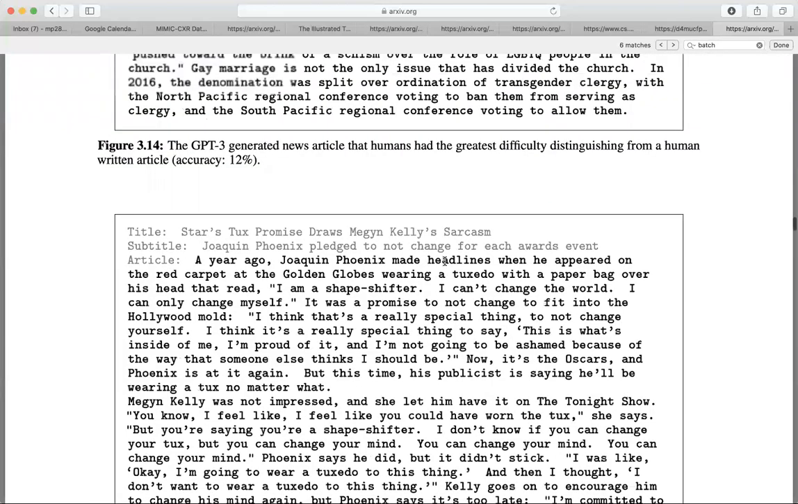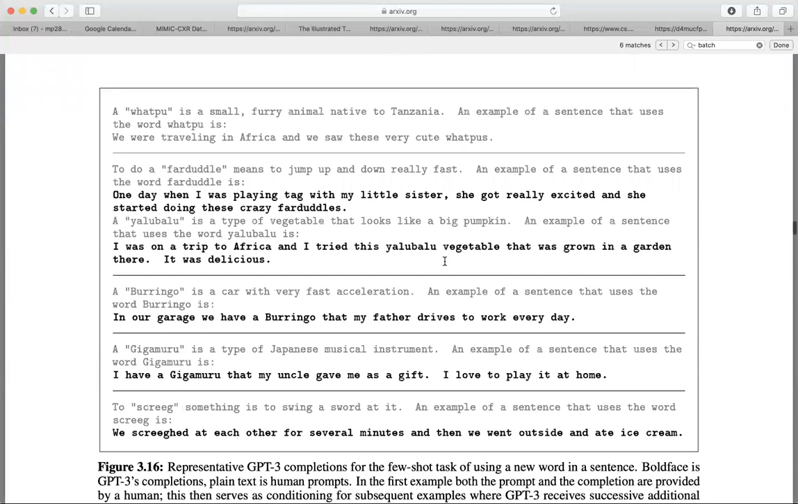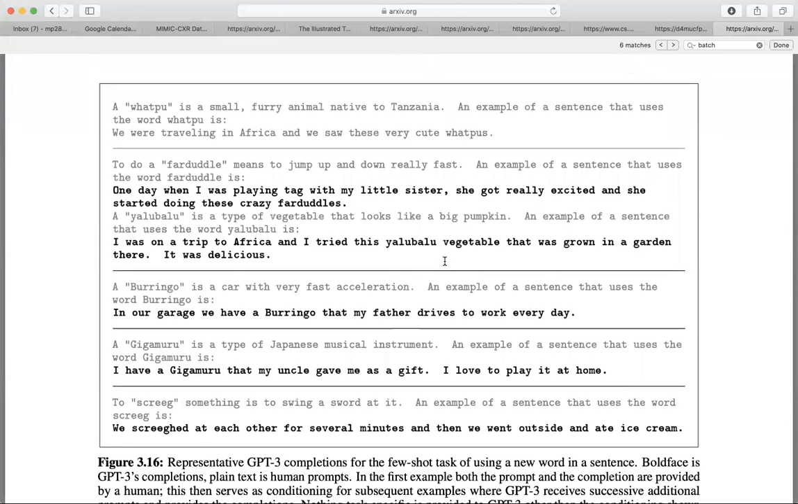Yeah, this was one of the most interesting examples. So what this task is, they define a word that has never been seen before, a completely fake word, like here, whatpu. So what this game is, the user defines a new word and gives an example of how the word is used in a sentence, and we want GPT-3 to do exactly that.